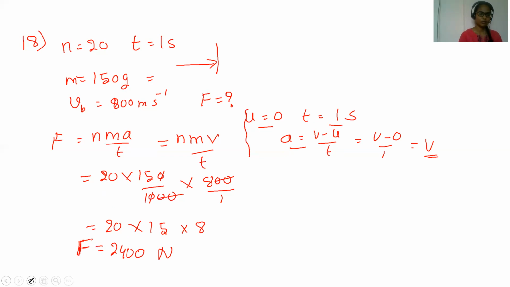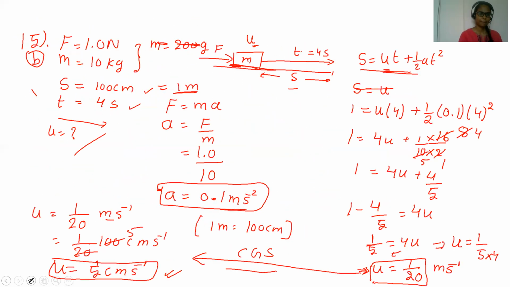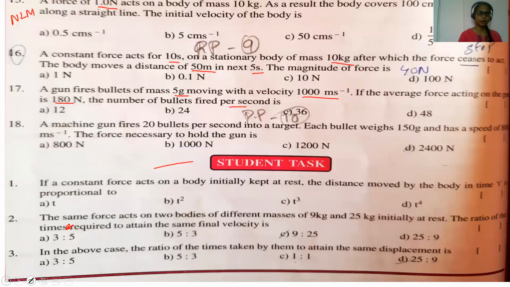Let us see the next problem. Yeah, the next problem given here, I'll write here only and tell. If a constant force acts on a body, initially kept at rest, the distance moved by the body in a time t is proportional to what? How are the distance and the time related? The body is at rest, meaning what, children? U is equal to 0.